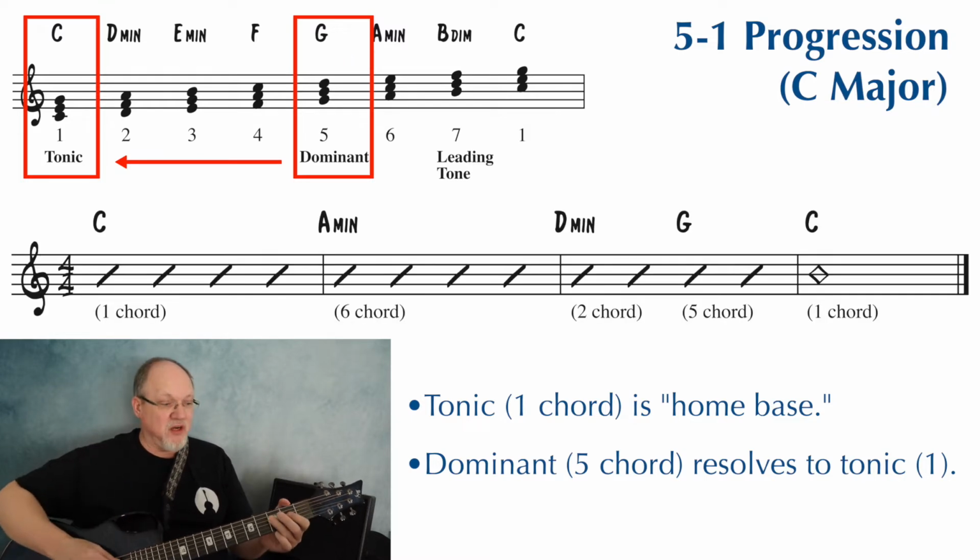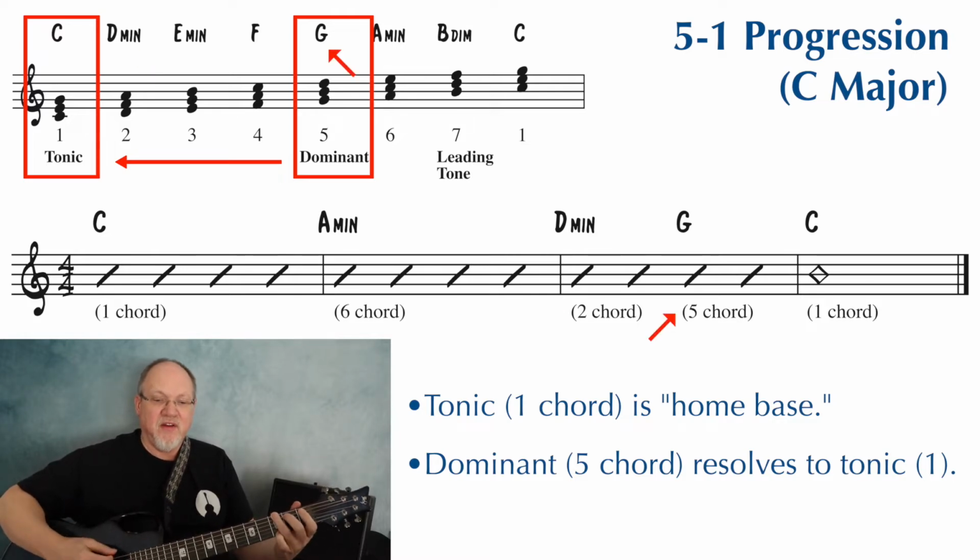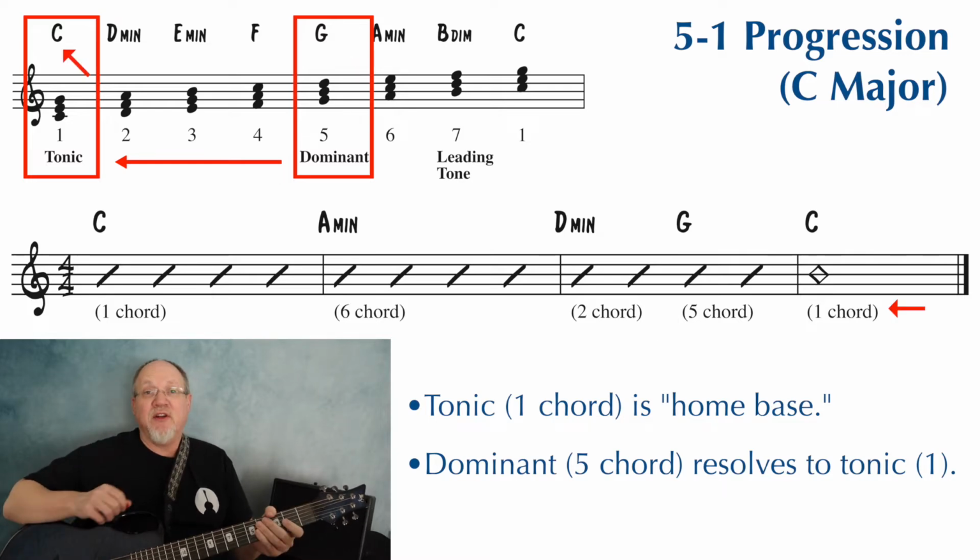Here's another chord progression in C. C is the one chord, A minor is the sixth chord, D minor is the two, G is the five, and then the one. And this progression feels complete because that dominant chord resolved to the tonic chord, or the one chord.